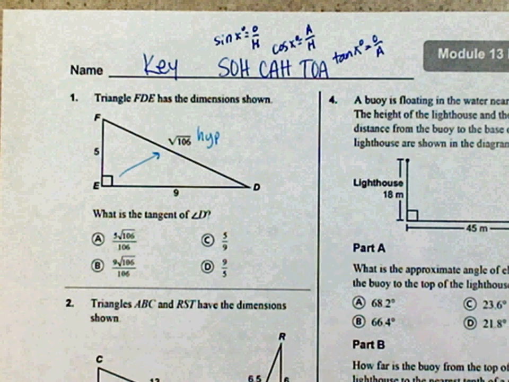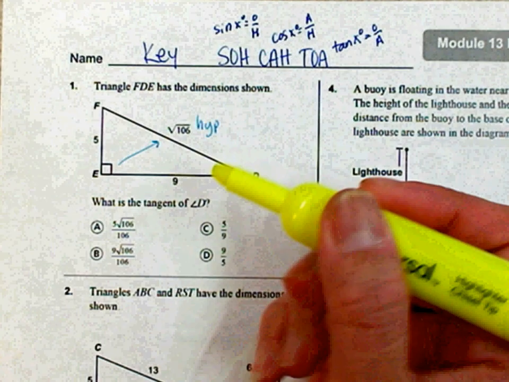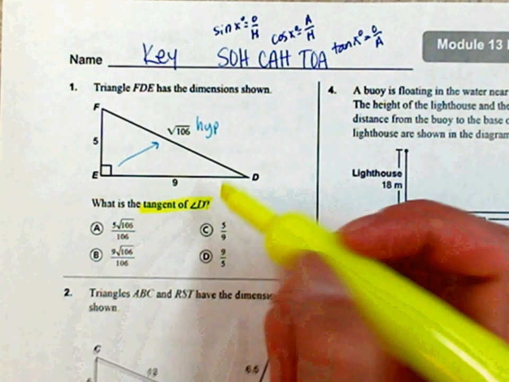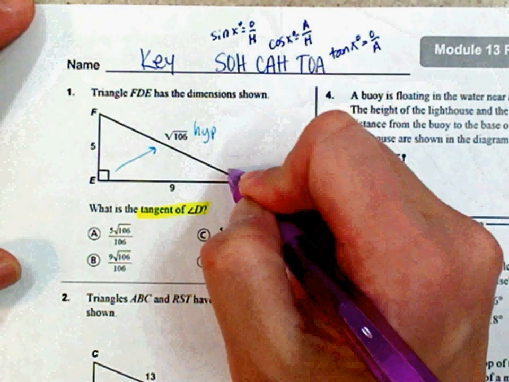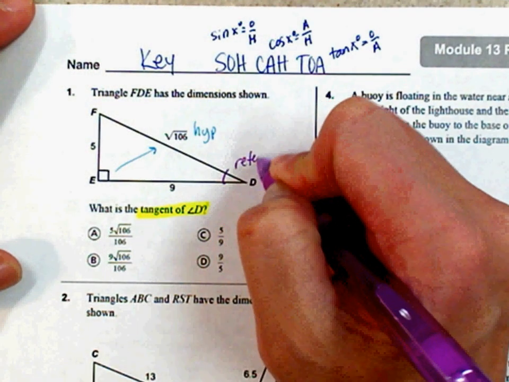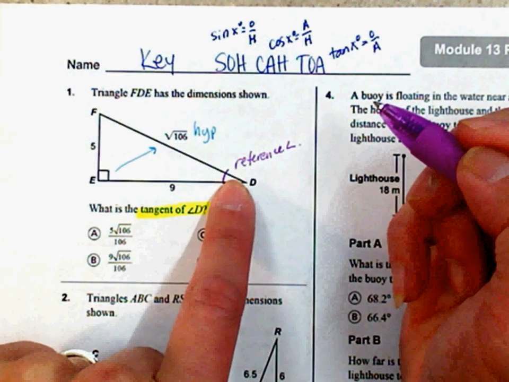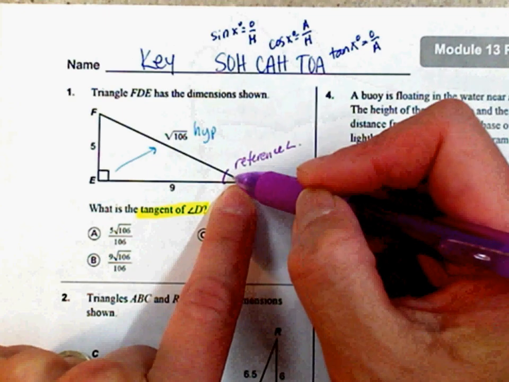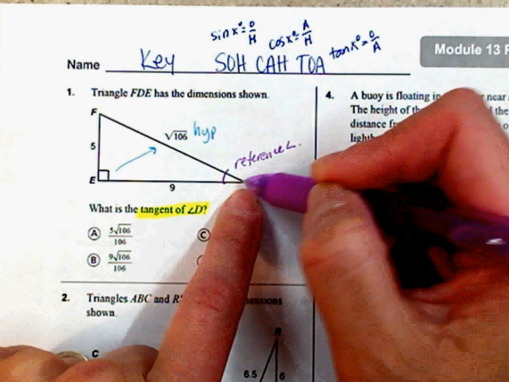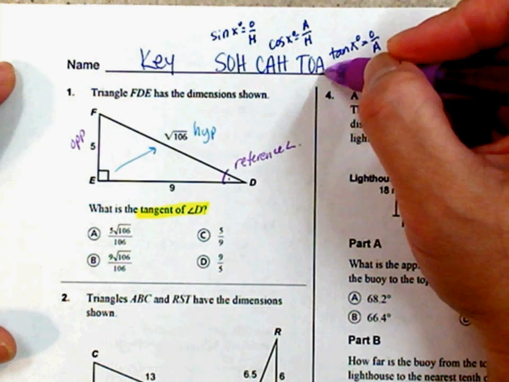All right. So let's see. What's our question? The question says, what is the tangent of angle D? All righty. So if we're talking about angle D, this right here is now our reference angle. So I'm standing right here, and I want to know tangent. Tangent is opposite over adjacent. So what segment is opposite from this angle? That would be 5.